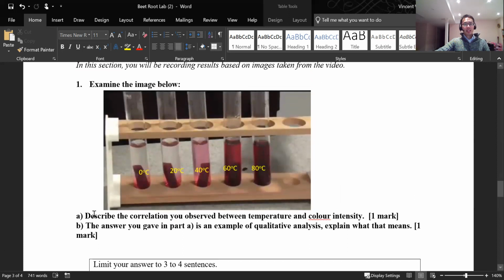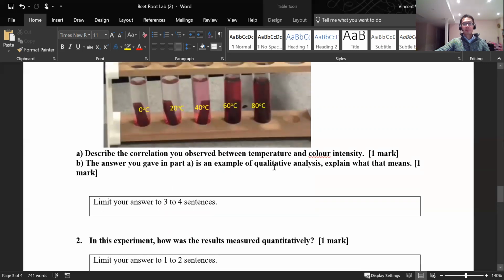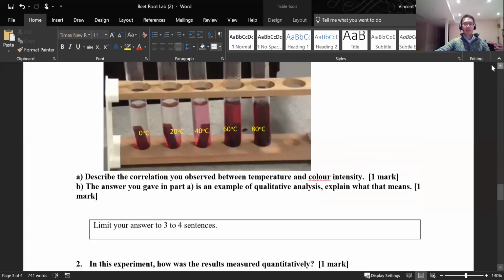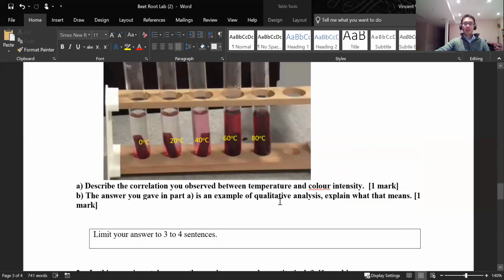Anyways, moving on. Describe the correlation you observe between temperature and color intensity. Very straightforward. You just have to tell me as temperature increases, the color intensity also increases. You don't have to explain or anything, right? This is just pure description. And in part B, the answer you give in part A is an example of qualitative analysis. Explain what that means. Qualitative analysis means you are making observations with your senses, right? In this case, you are looking at the color intensity, so that's observation using sight. It's not using numbers. You're not measuring anything with any device.